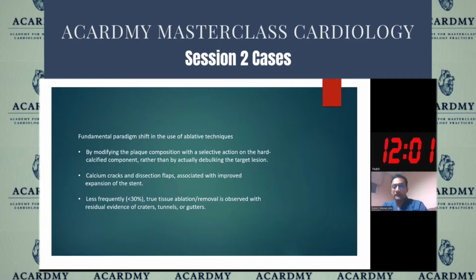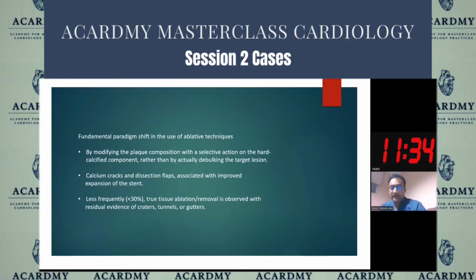As far as ablative techniques are concerned, in the last 10 to 15 years, there has been a paradigm shift as far as their functionality is concerned, and right now the fundamental is to modify the plaque rather than debulk the plaque, and this modification is achieved by selective action on the hard calcified component of the plaque.